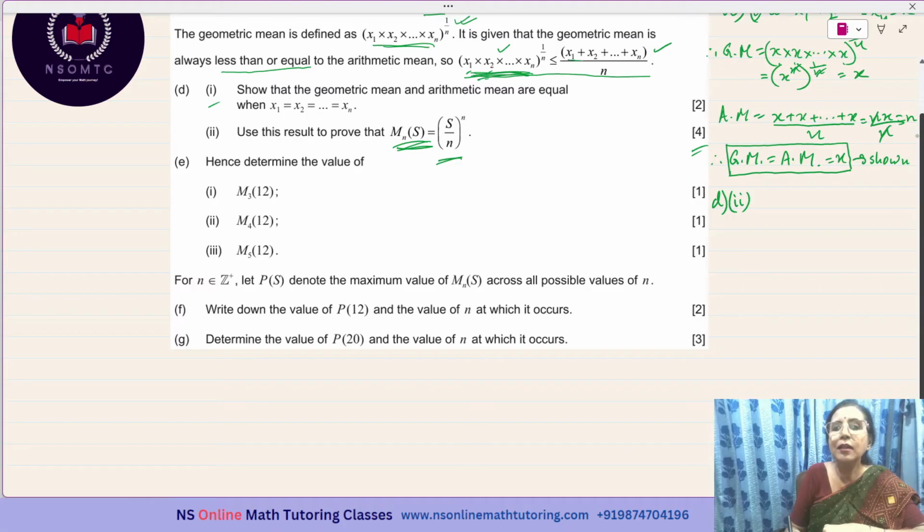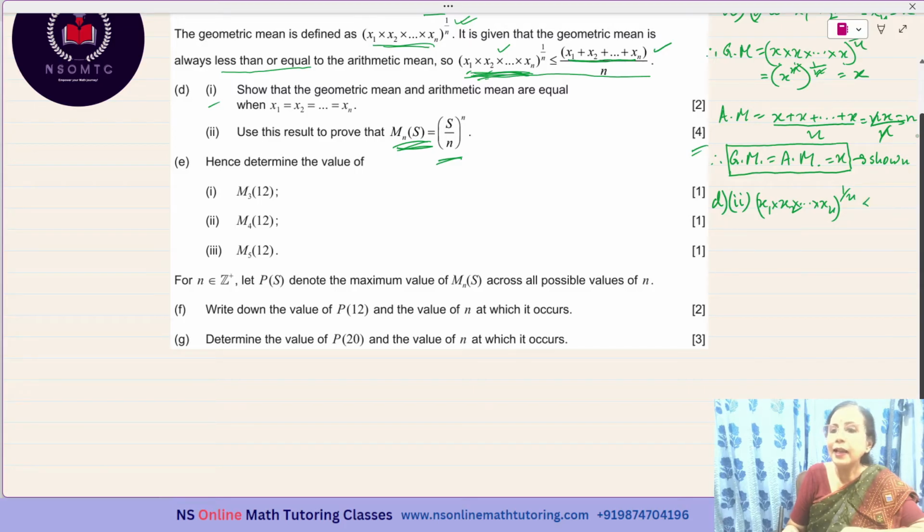And this is, of course, S. This part is S. Okay. So, I can write x1 times x2 times dot dot dot times xn raised to the power of 1 over n is less than or equal to s over n. Okay.